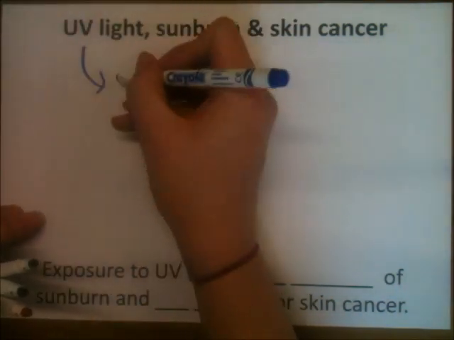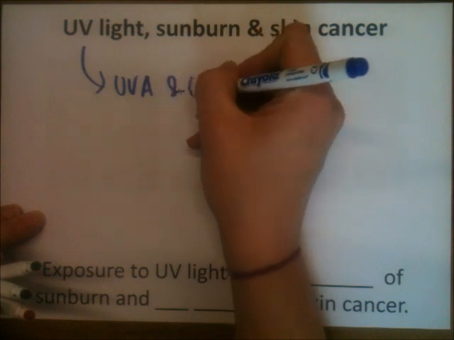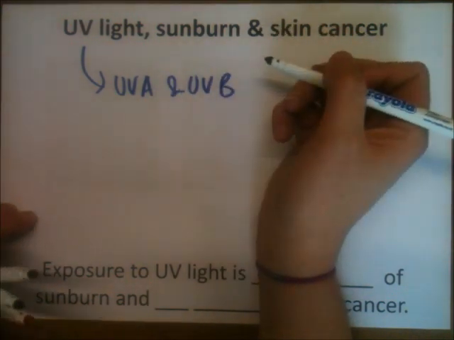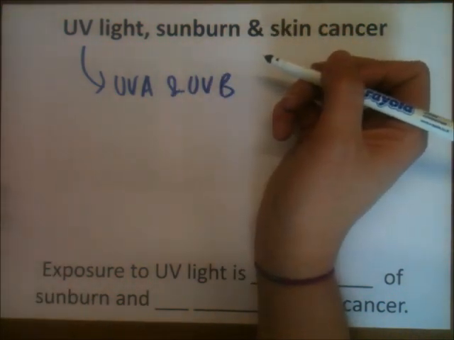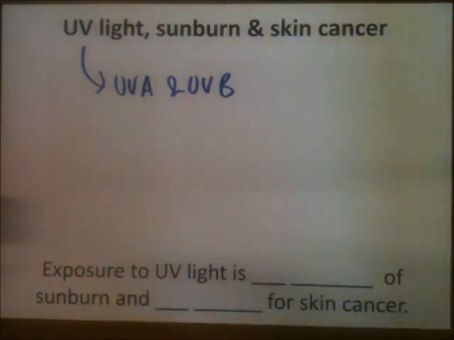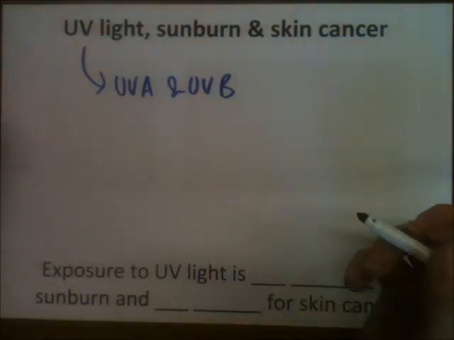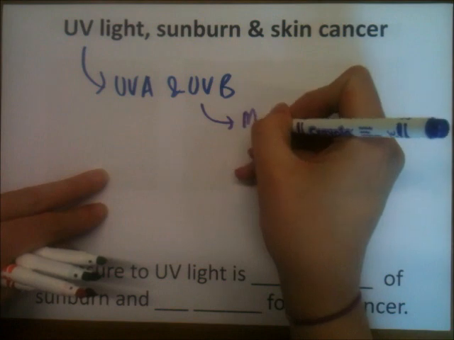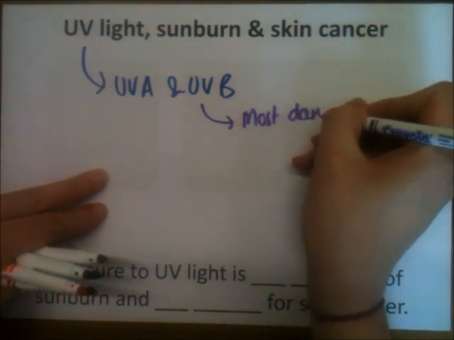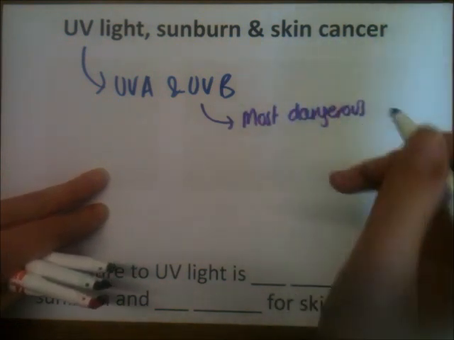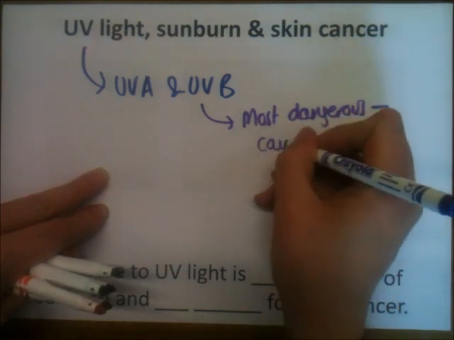So there's two types of UV light, okay? There's UVA and UVB. Now, both of these are ionising. One's more harmful than the other. Now, UVB rays, they're the most dangerous, okay? They cause skin cancer. Well, not skin cancer, I should change that, sorry. They cause sunburn.